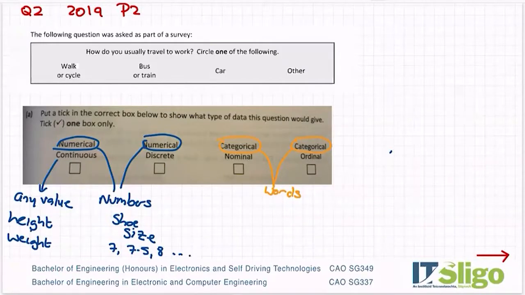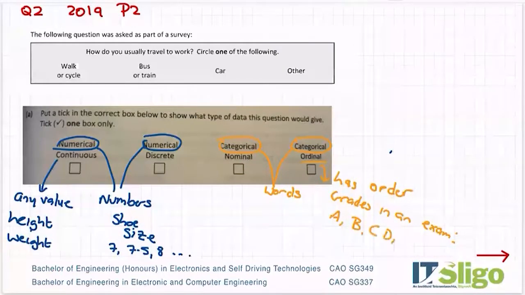Then for categorical data, what is the difference between nominal and ordinal? Ordinal data has order. That's how I remember it. What does that mean? Well, it means it has a pecking order, so one thing is better than the other. For example, grades in an exam. If somebody asks what did you get in an exam, you could say A, B, C, D, and E, for example, or H0, H1, H2, H3, H4, H5. They have an order. A is better than B, B is better than C.